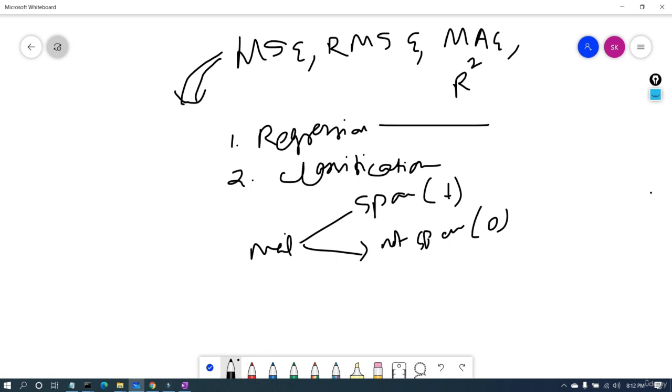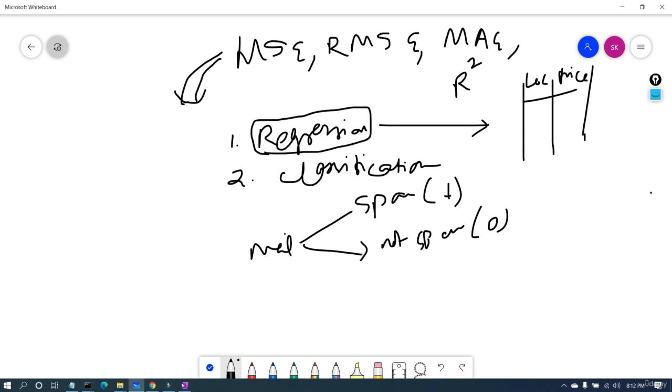Now regression takes continuous data, like we can predict the house price based on the location. We have a location, and we have the price of the house to be predicted. So whenever there is continuous data, we use the regression model. And in order to evaluate the regression model, we use these techniques. Similarly, to evaluate the classification model, we are going to learn about the confusion matrix in the upcoming lecture. But now let's talk about the regression model.